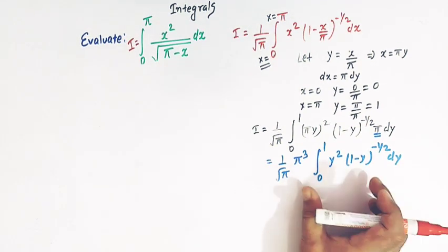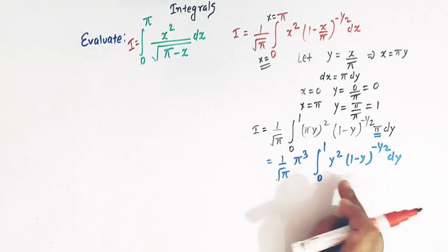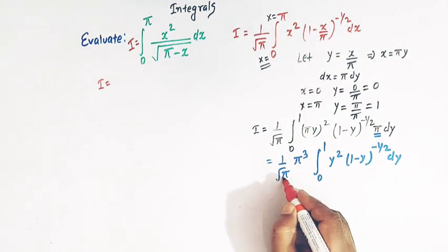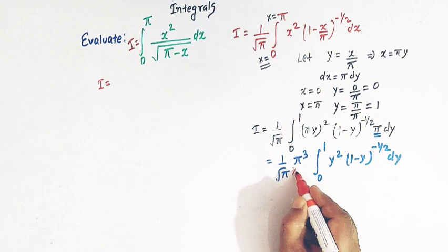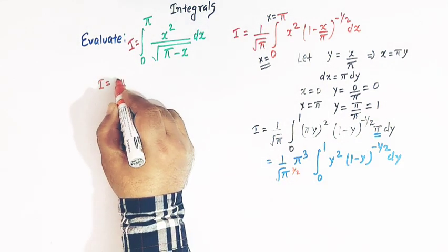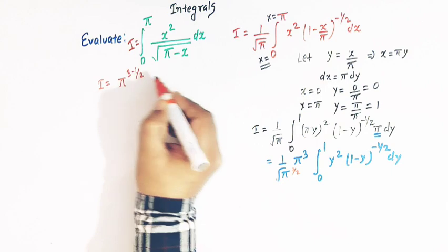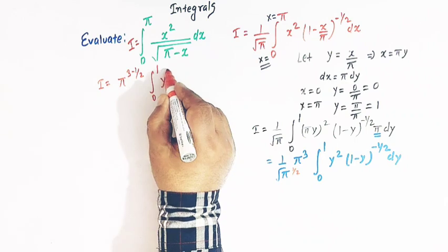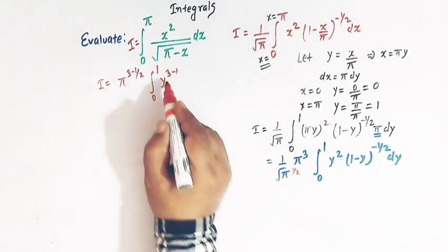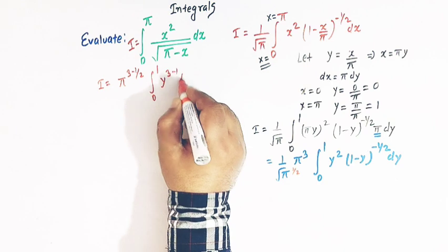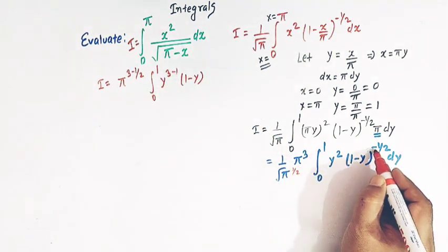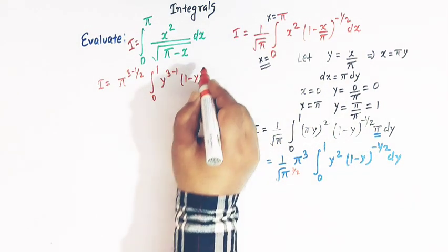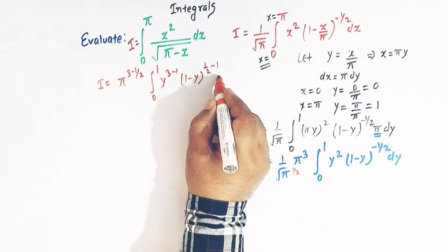So now let us again rearrange this integral. So we have I, here we have pi cube, here we have square root of pi, which is pi raised to half. So now we can write pi raised to 3 minus half, and we have 0 to 1. Y square can be written as y raised to 3 minus 1, right? Because 3 minus 1 is 2, and here we have 1 minus y, and here we have power minus 1 over 2. The exponent is minus 1 over 2, that is the half minus 1, right?